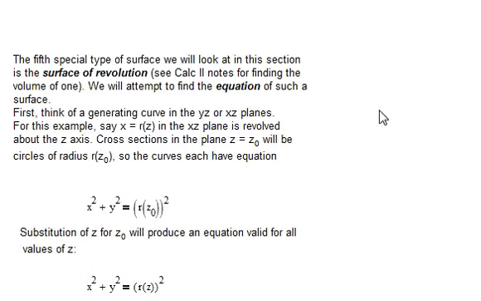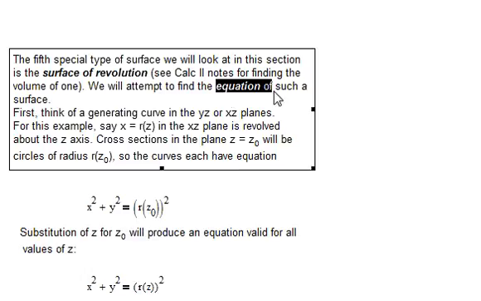The fifth special type of surface we'll look at in this section is the surface of revolution. If you look at your Calc 2 notes, we used to find the volume or the surface area of such a thing, right? We'll attempt now to find the equation of the surface, not just the equation of the thing that's rotated, but the actual equation of the surface.